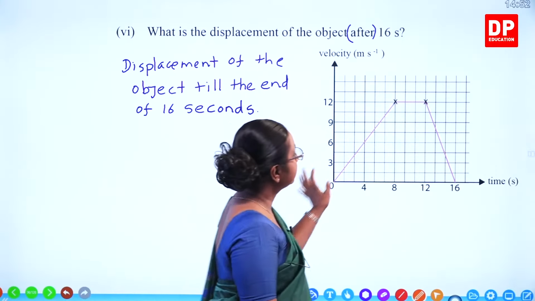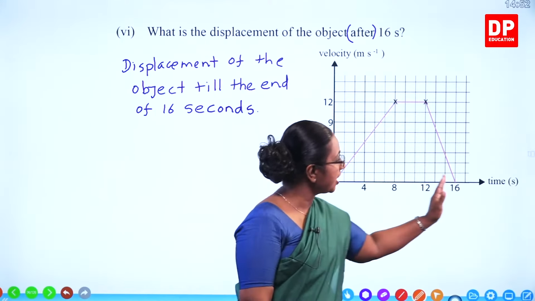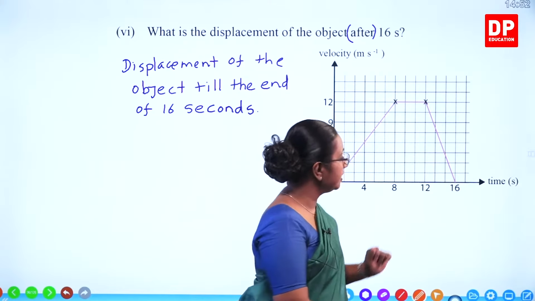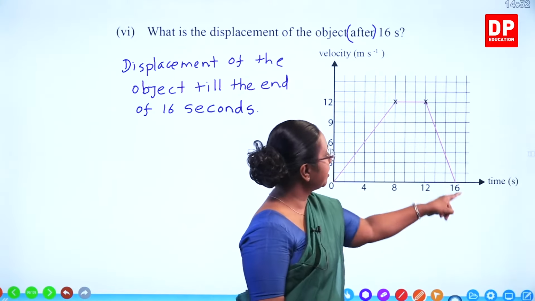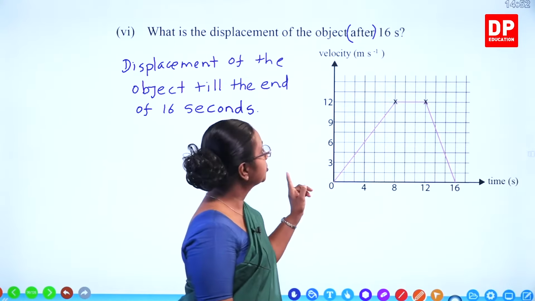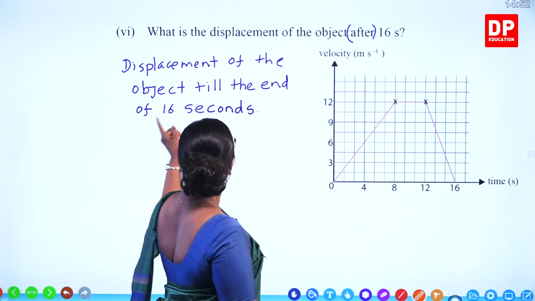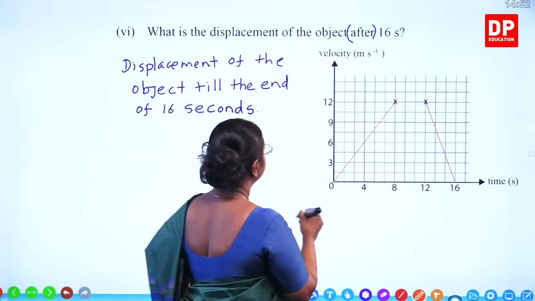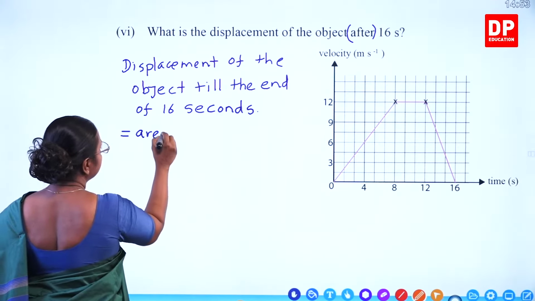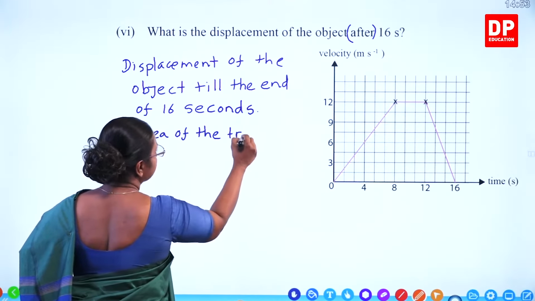So that is the area covered by the full graph, because the object traveled for a total time duration of 16 seconds. So this shape you all know, yes, it is a trapezium. So the area of the full trapezium will give you the total displacement of the object. So this is equal to area of the trapezium.